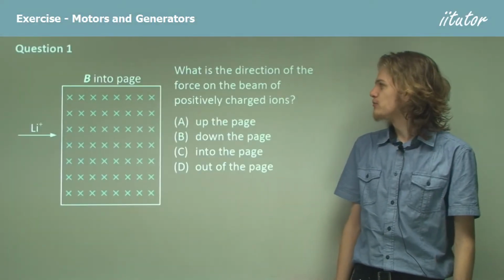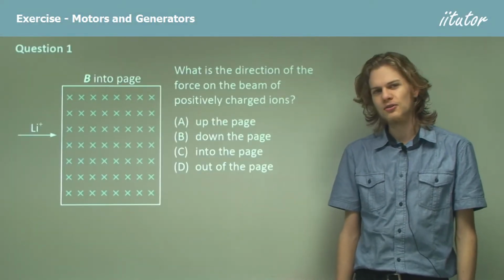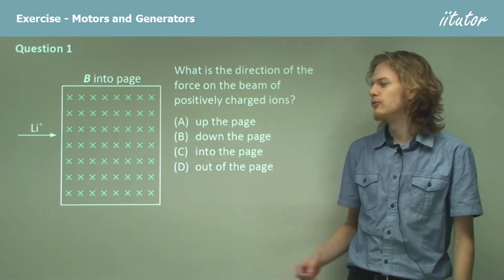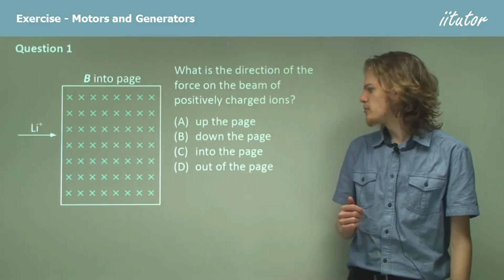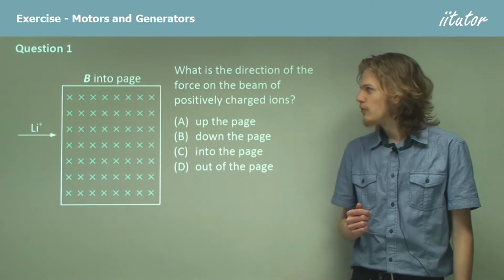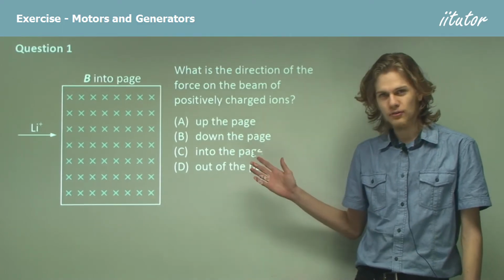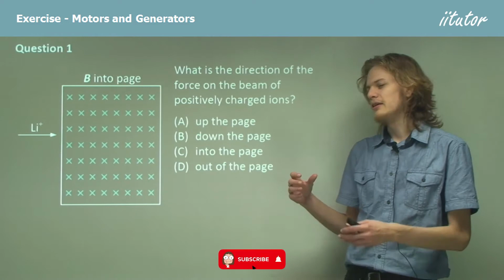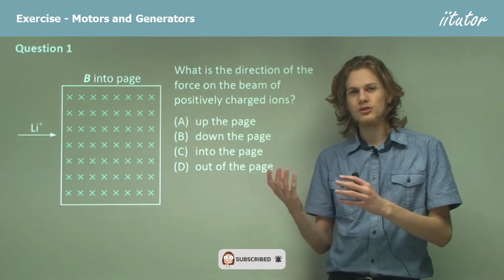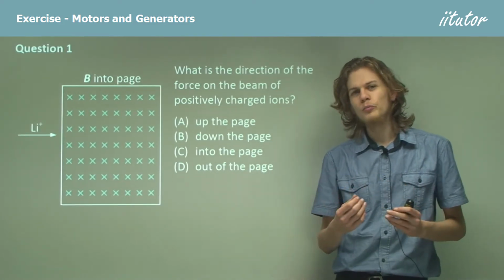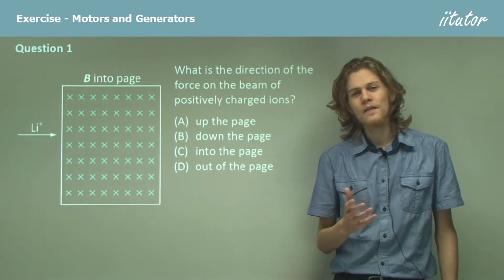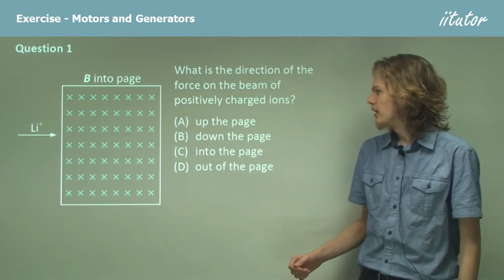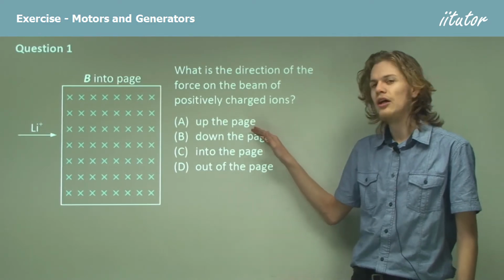What is the direction of force on a beam of positively charged ions that enter the magnetic field from the left? We have a few options: up the page, down the page, into the page, or out of the page. Now, if this were an electric field, it means that the positive charged particles, like a positive current, would be deflected in the direction of the electric field. Because it's a magnetic field, that's not going to happen. Our answer is either going to be up the page or down the page.